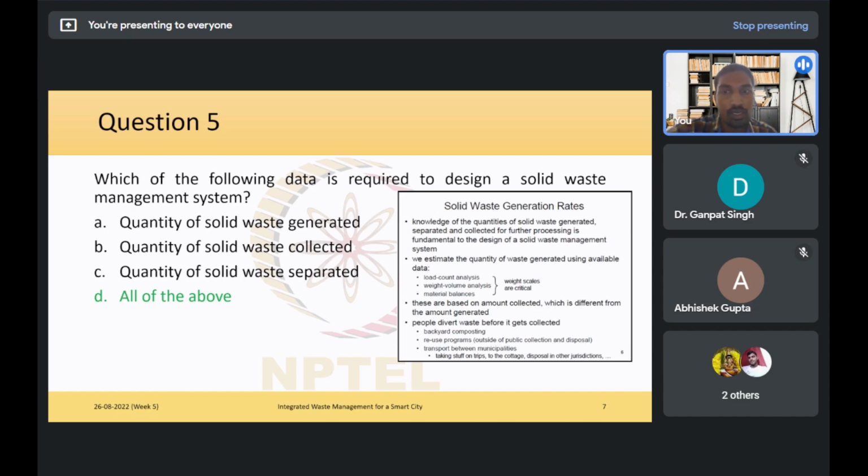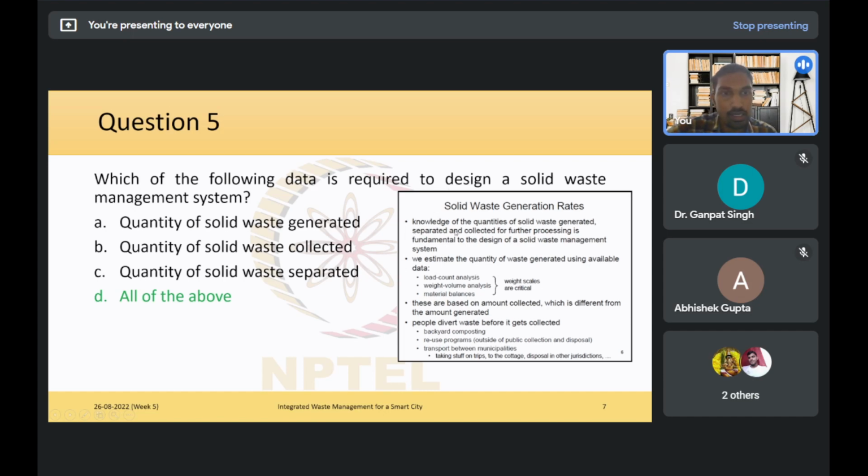And then the quantity of waste separated. If you do the source separation properly, then you know how much will be going for recycling, how much will be going for incineration or other process, and how much will end up in a landfill. So you need to know what will be the quantity of waste that is getting separated, right? All these three impact the different aspects of the waste management system, and it is necessary that we know about all these three quantities, right?